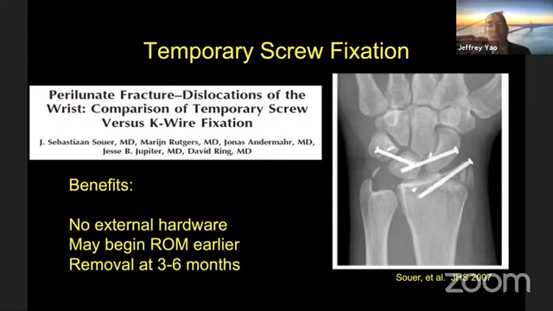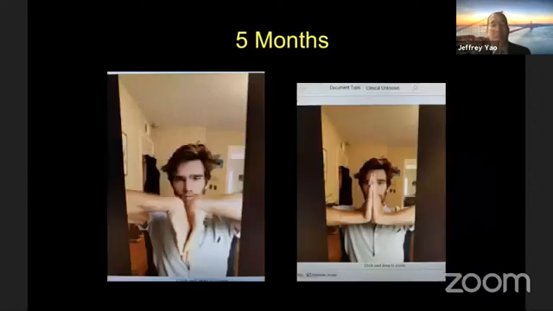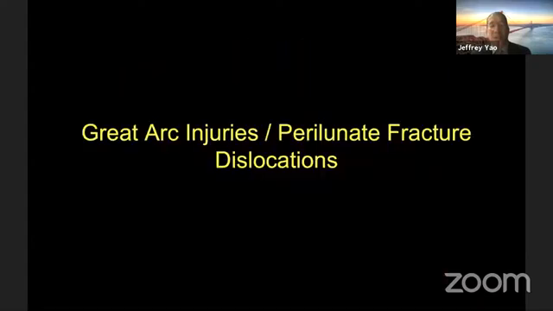With the pins in, you just can't move the patients early. And so this allows the carpus to maintain some motion and then the screws are removed, usually about 3 months after they're placed. And here's a patient with a typical result. Now, I should say this is a relatively atypical result because most patients with perilunate injuries, because it's such a devastating injury, do lose some range of motion despite appropriate treatment.